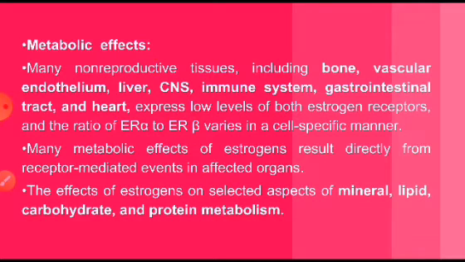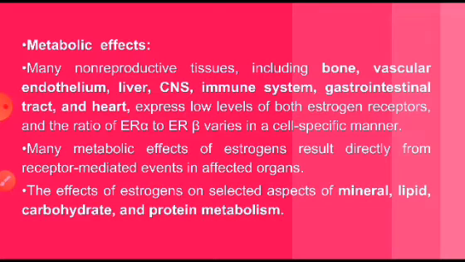Many non-reproductive tissues including bone, vascular endothelium, liver, CNS, immune system, gastrointestinal tract, and heart express low levels of both estrogen receptors, and the ratio of ER alpha to ER beta varies in a cell specific manner.